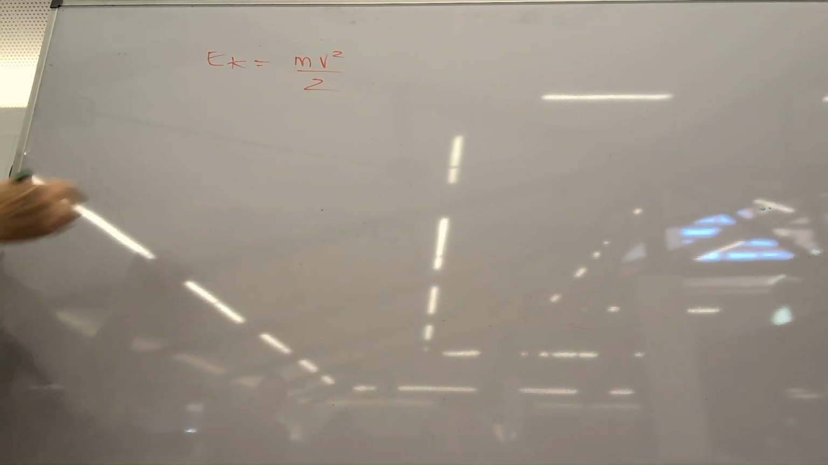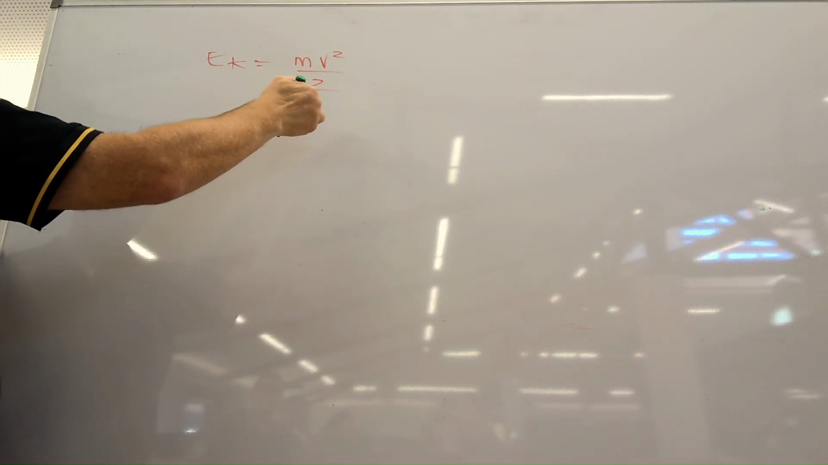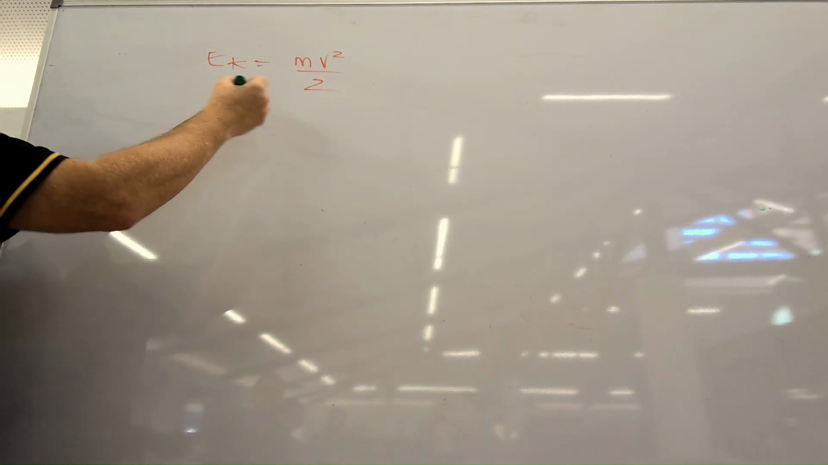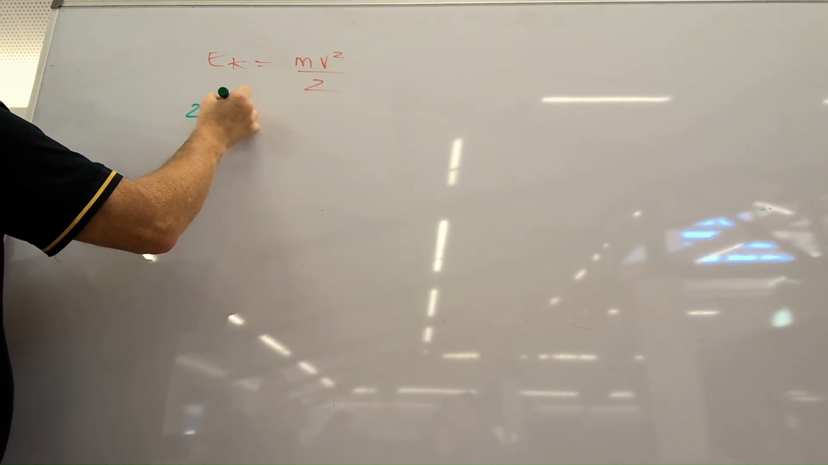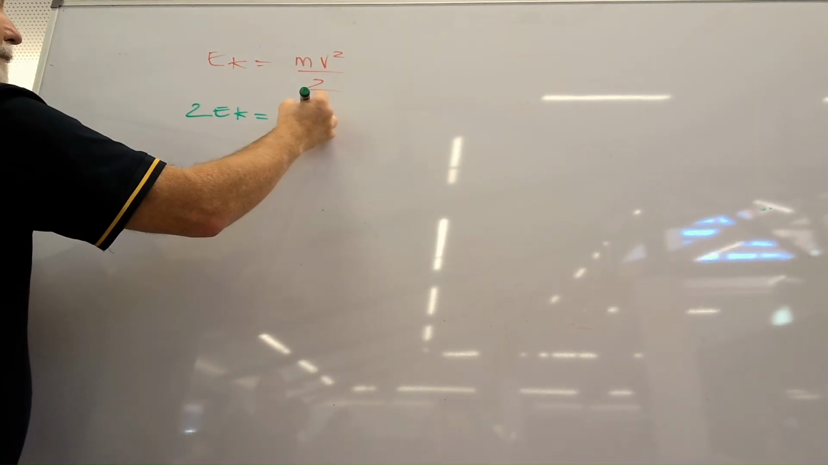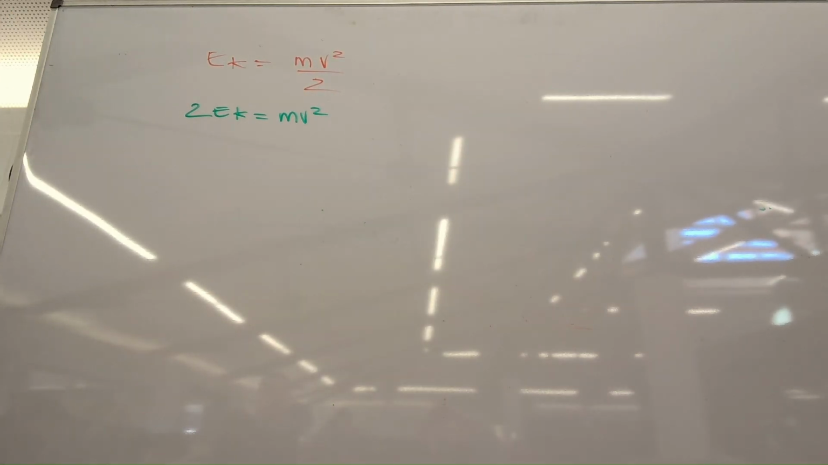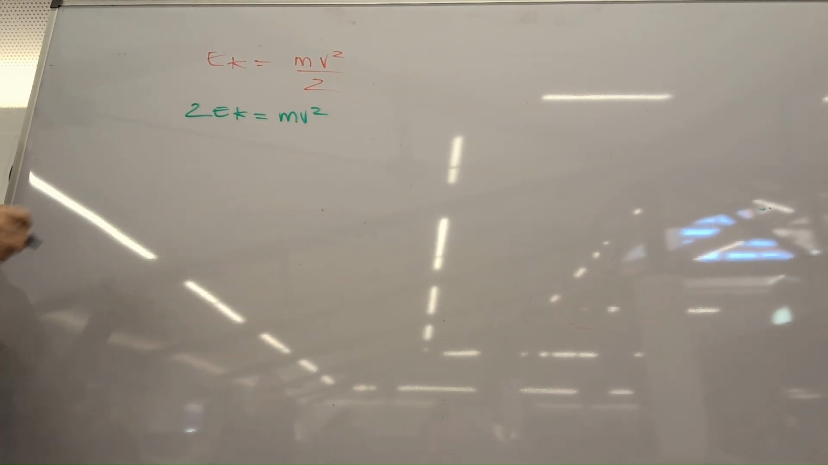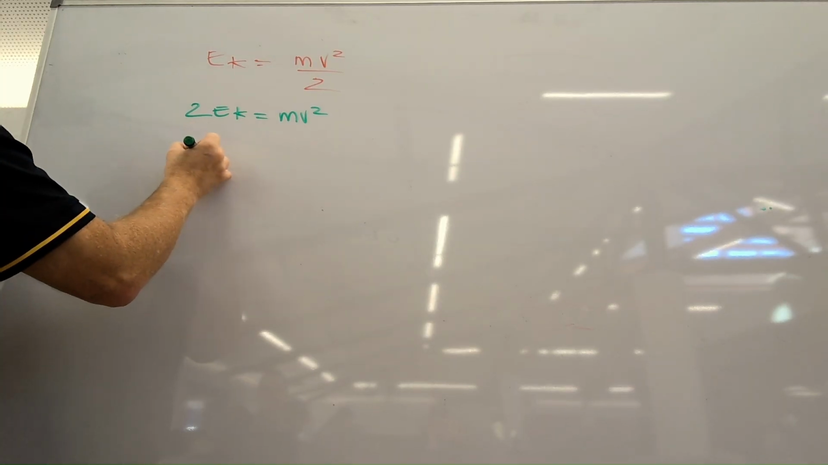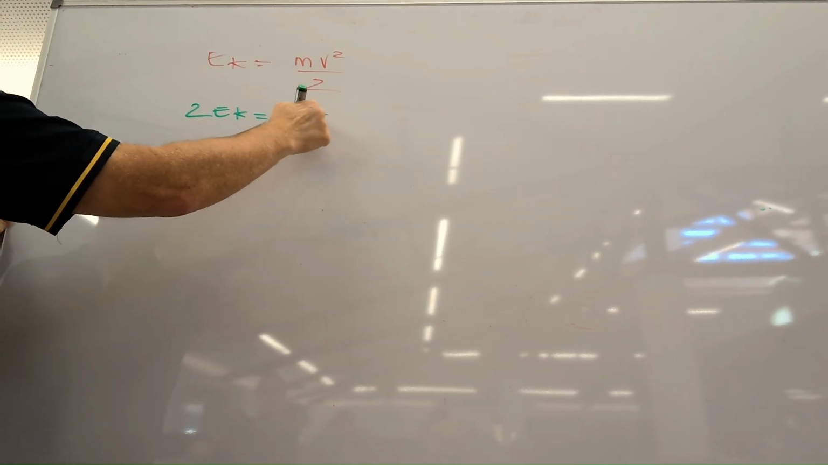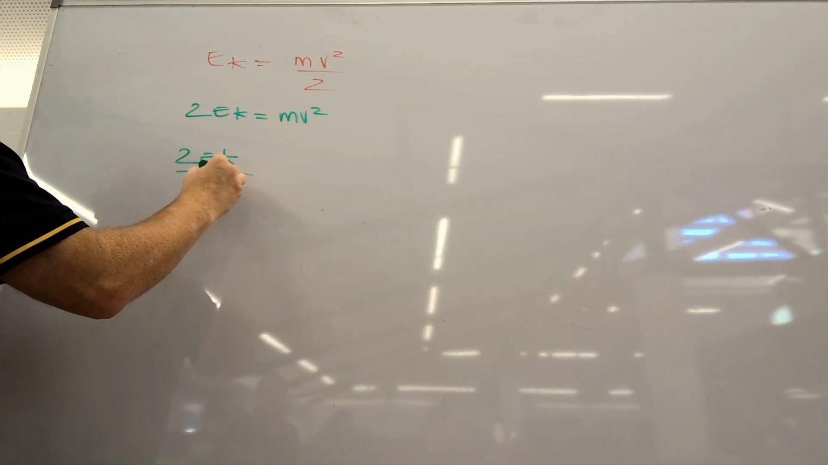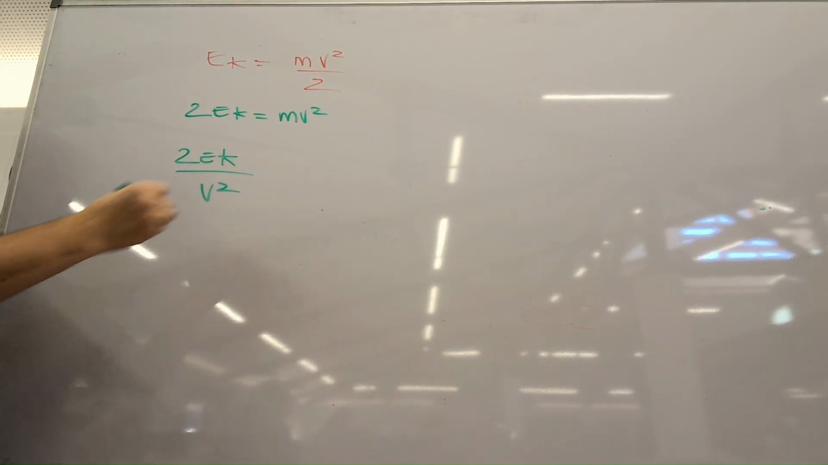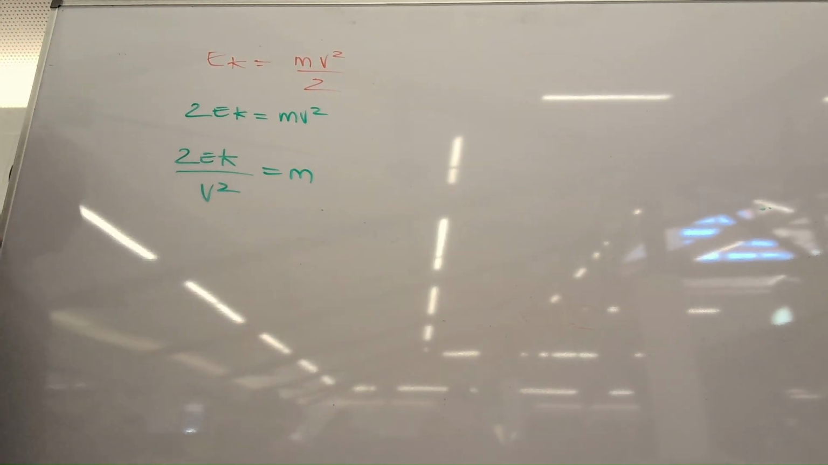So we want to get m by itself. Let's move the 2 across first, so it becomes 2EK equals mv squared. Now we've got to get rid of the v squared. So we can write 2EK, because it's up the top on this side, it goes down the bottom on this side, divided by v squared equals m. There is a proper rationale for doing it.